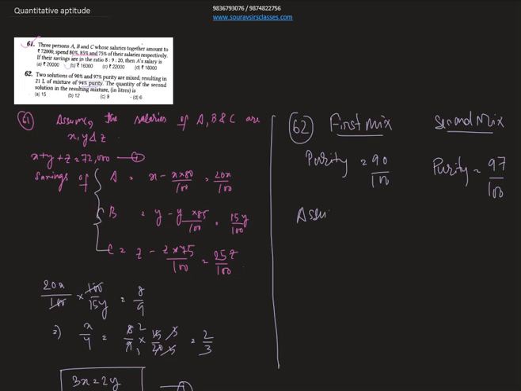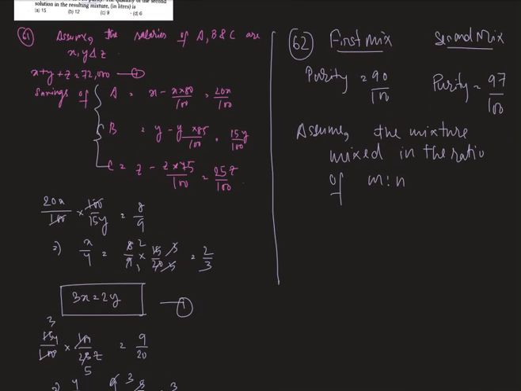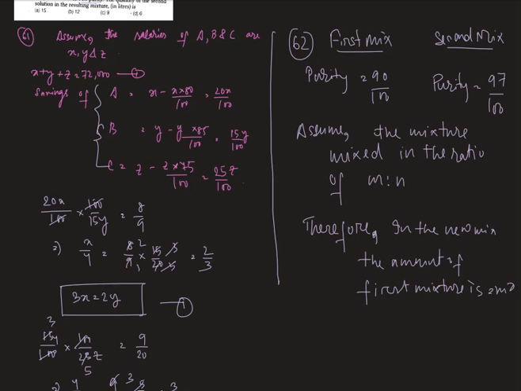Now assume that the two mixtures are mixed in the ratio of m is to n. Okay. Therefore, in the new mixture, the amount of first mixture is mx, and second mixture is nx. Okay.